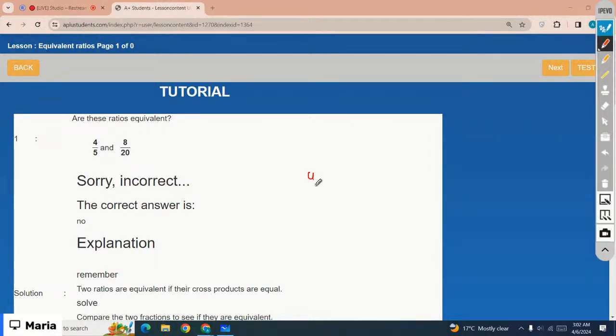For example, you have 4 by 5 and 8 by 20. Let's just cross multiply. Cross multiply the numerator of the first fraction with the denominator of the second one. That is 20 times 4 is 80. And then you multiply the other, 8 times 5. Here you have 80 and here you have 40. They are not equal. That means these two fractions are not equivalent. Got it?